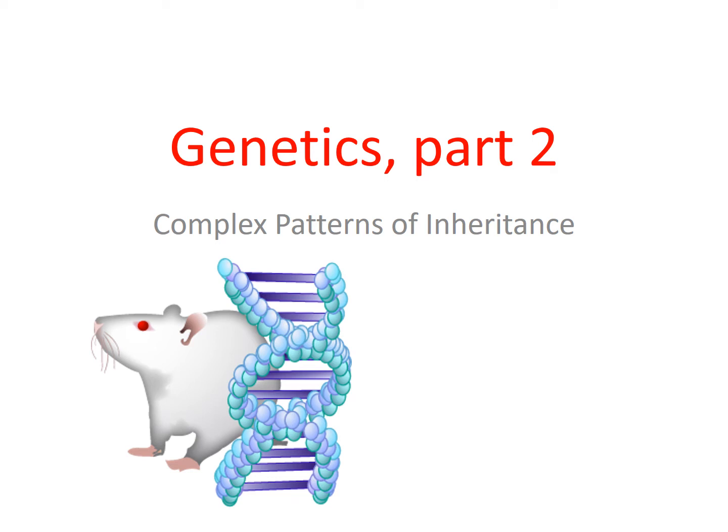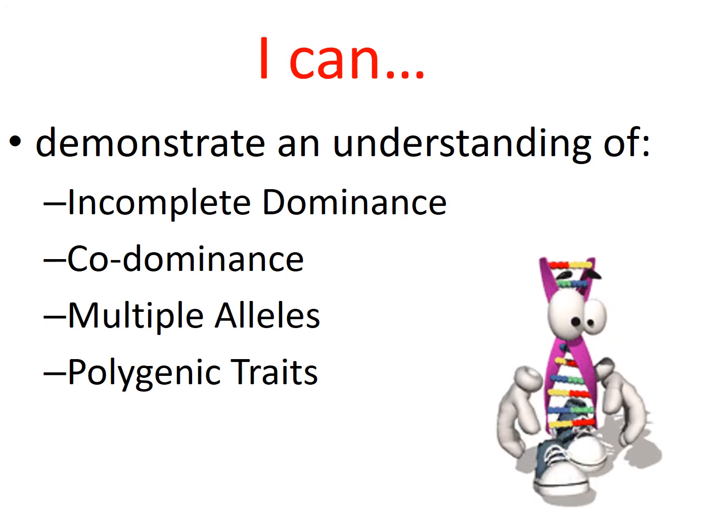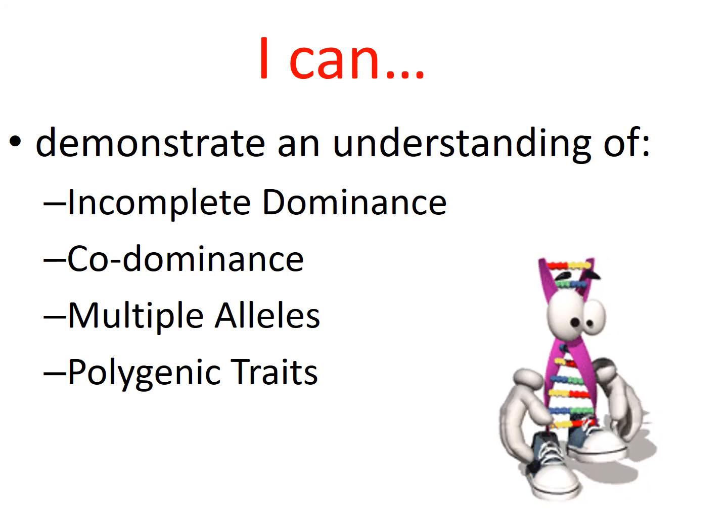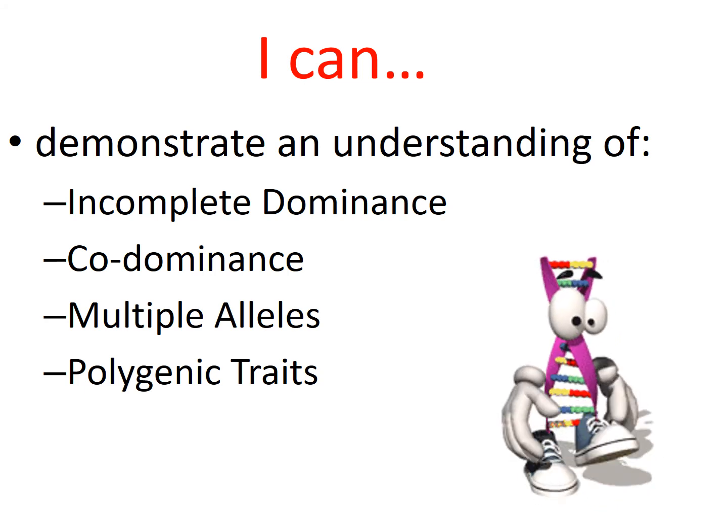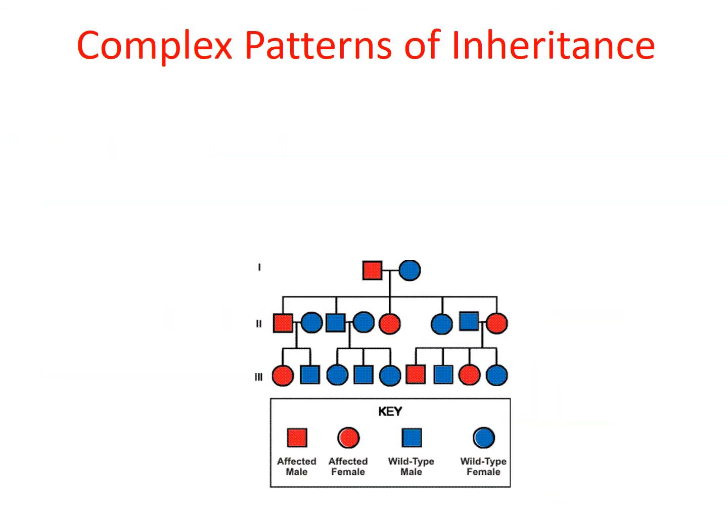Okay, so we're going to be continuing on with our genetics notes. Today we're going to learn about the other Punnett squares with incomplete dominance and codominance, as well as getting ready to introduce you to pedigrees. So today we're going to understand incomplete dominance, codominance, multiple alleles, as well as polygenic traits. So, complex patterns of inheritance.